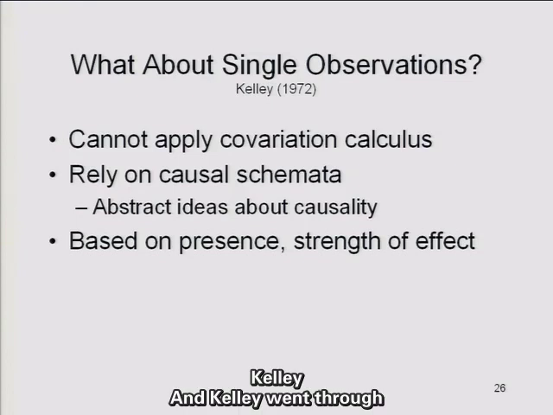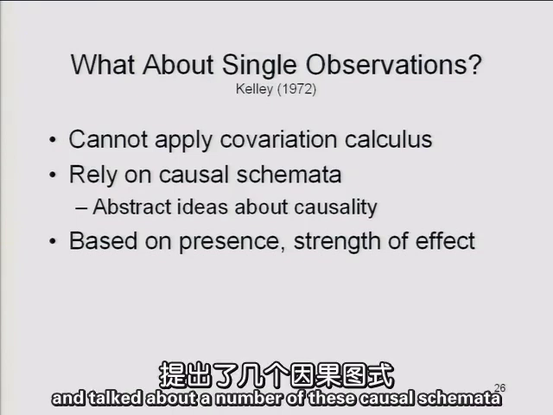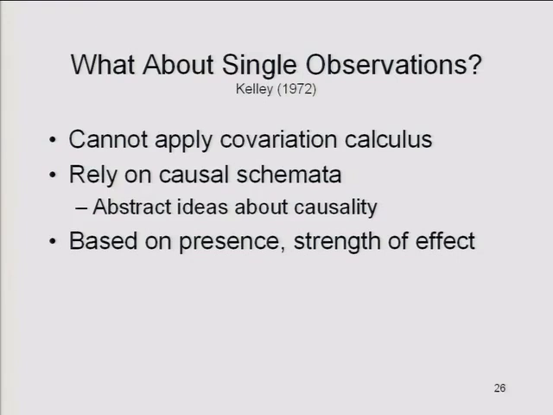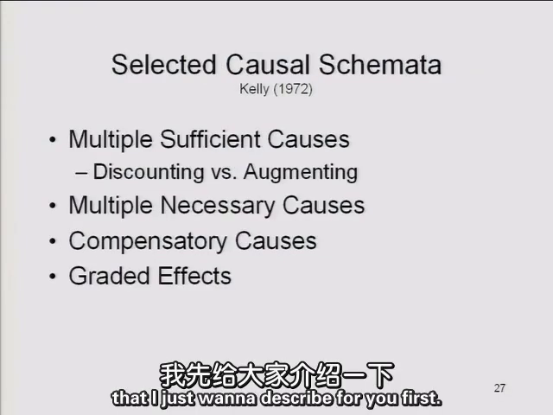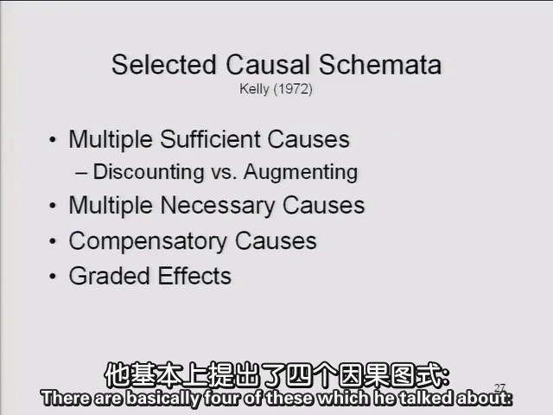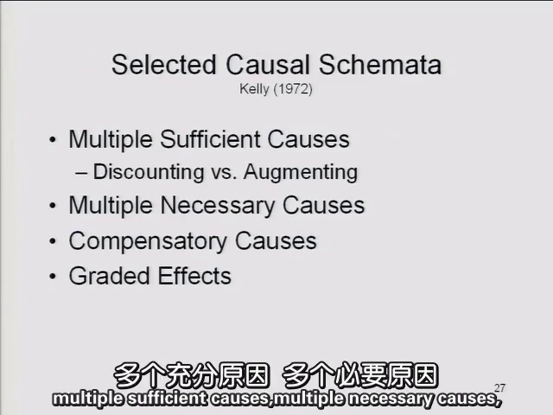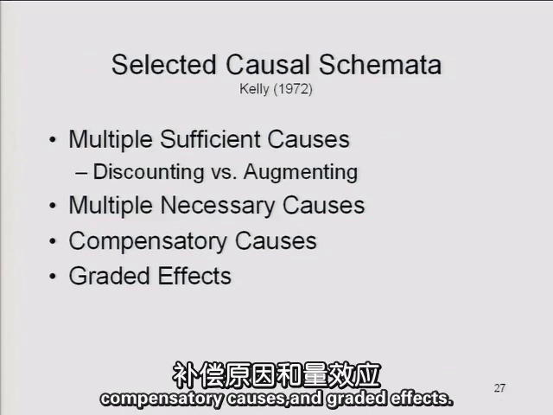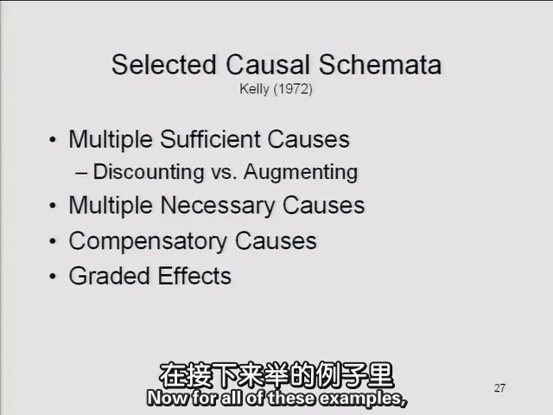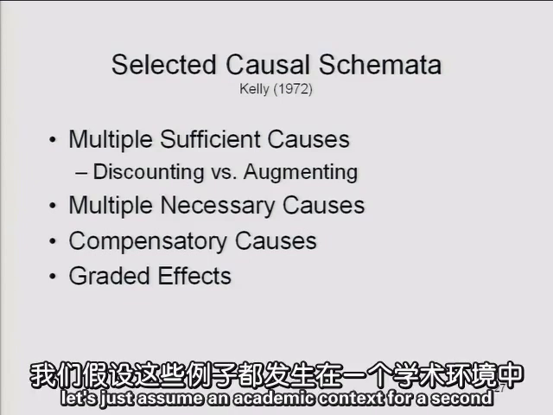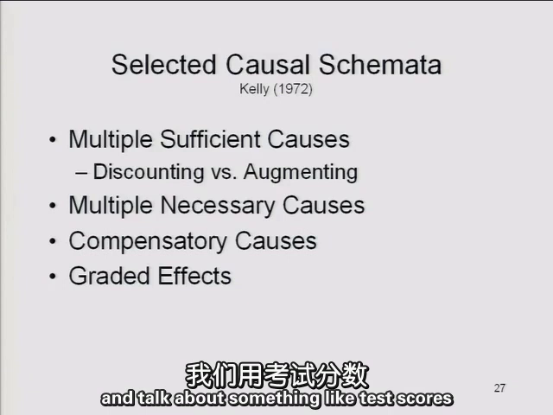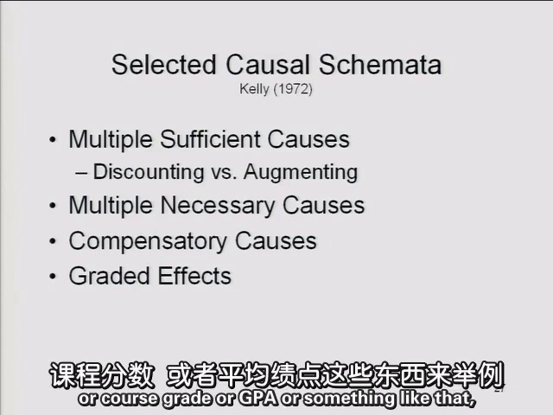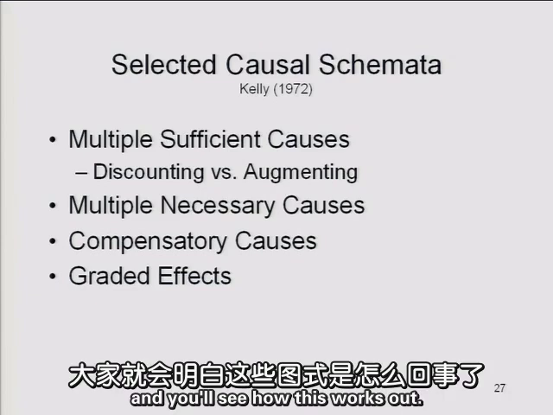And Kelly went through and talked about a number of these causal schemata that I just want to describe for you. First, there are basically 4 of these that he talked about: multiple sufficient causes, multiple necessary causes, compensatory causes, and graded effects. Now, for all these examples, let's just assume an academic context for a second and talk about something like test scores or course grade or GPA or something like that, and you'll see how this works out.